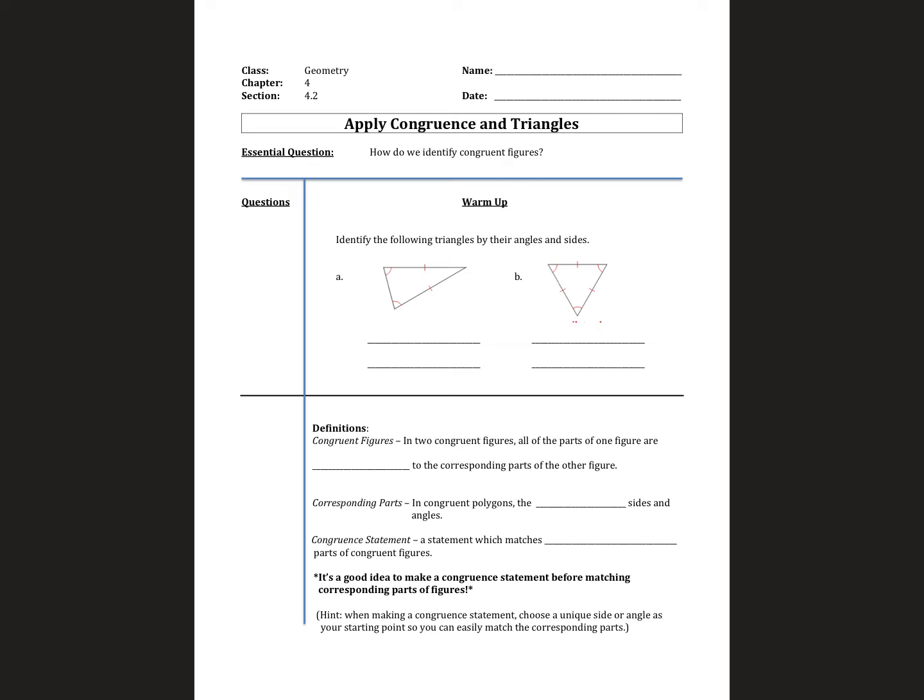We're continuing with Chapter 4, which is about triangles and congruence. 4.2, the name of the lesson, is Applied Congruence in Triangles. The essential question is, how do we identify congruent figures? So we have a warm-up here.